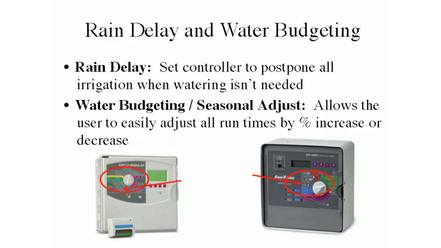Some other features are this idea of water budgeting, and sometimes it's called seasonal adjust, kind of the same terms for the same idea, that allows you to adjust your run times by increasing or decreasing. It still doesn't give you that benefit of not watering days you don't need to water, but it's helpful. And most controllers, basic controllers, have these features.